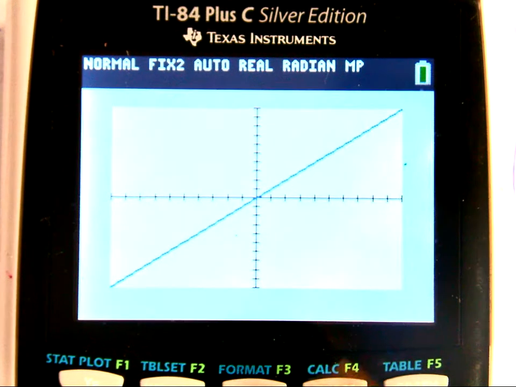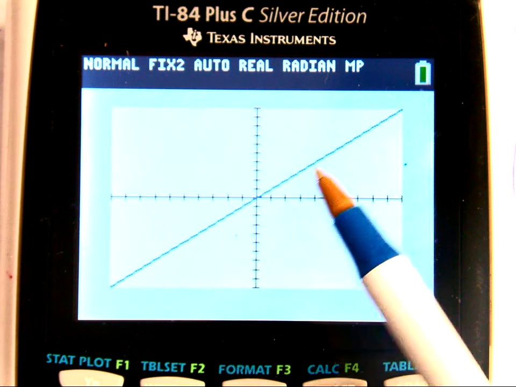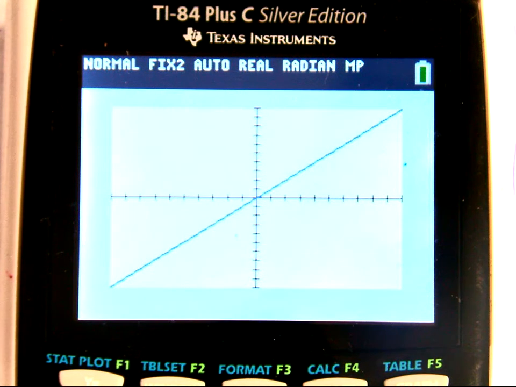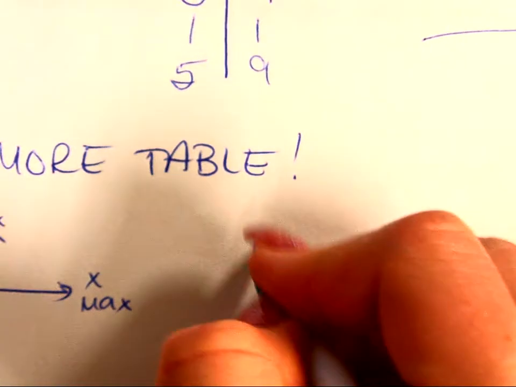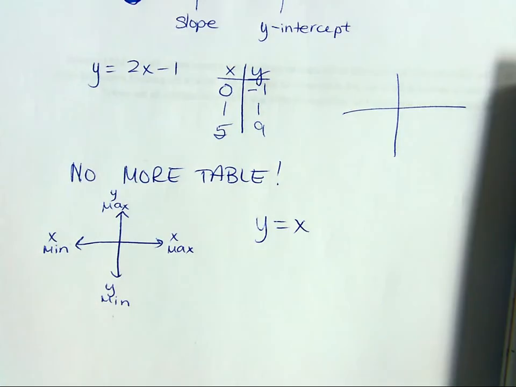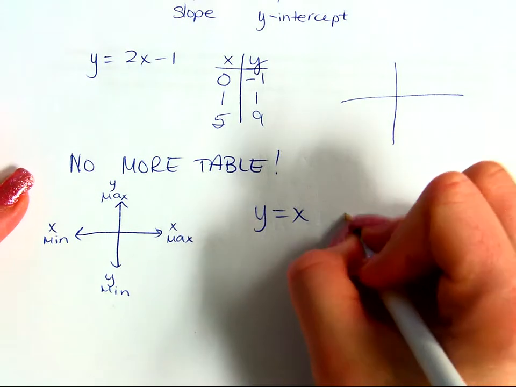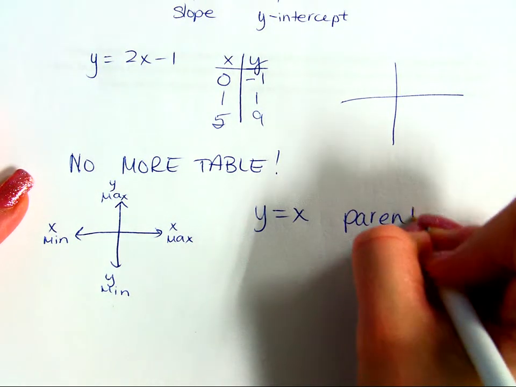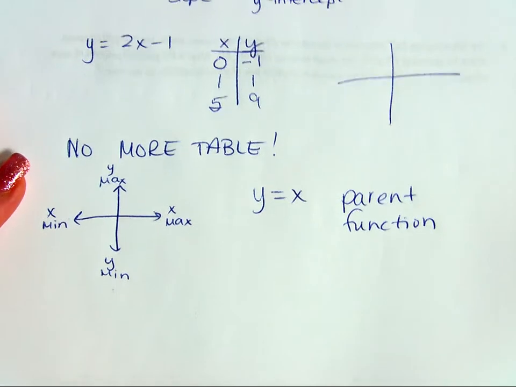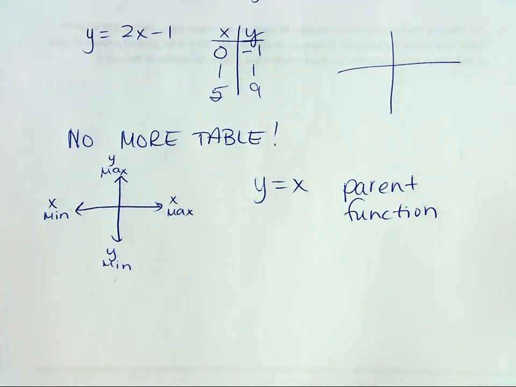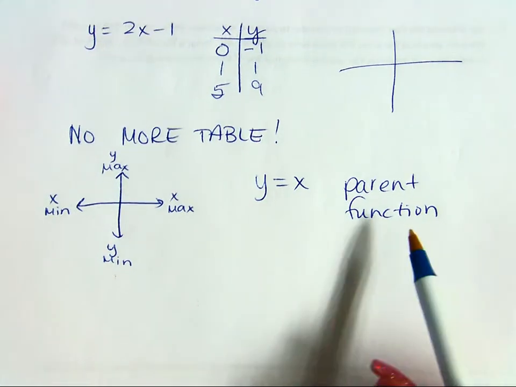So everybody have that line on their graph right now? Because we're going to play around with this a little bit. So this is y equals x, okay? So maybe in your notes, what you want to write is y equals x, and that's called the parent function. The only thing I can think of is they call it the parent function because that's where it all starts. This is where it originates from.